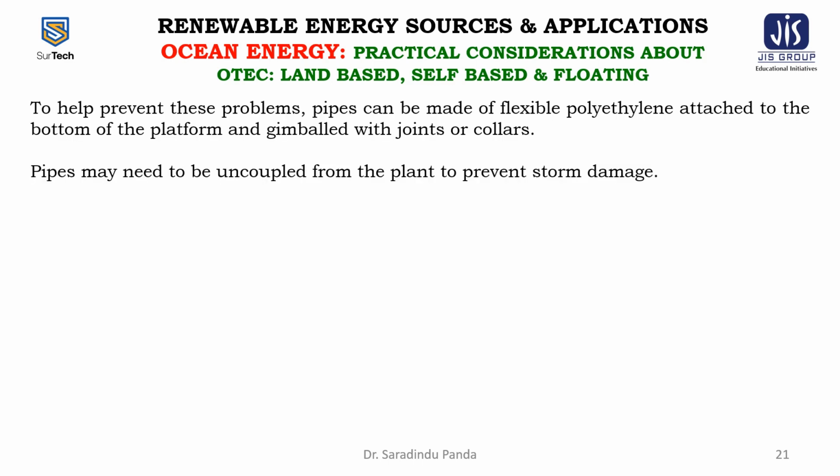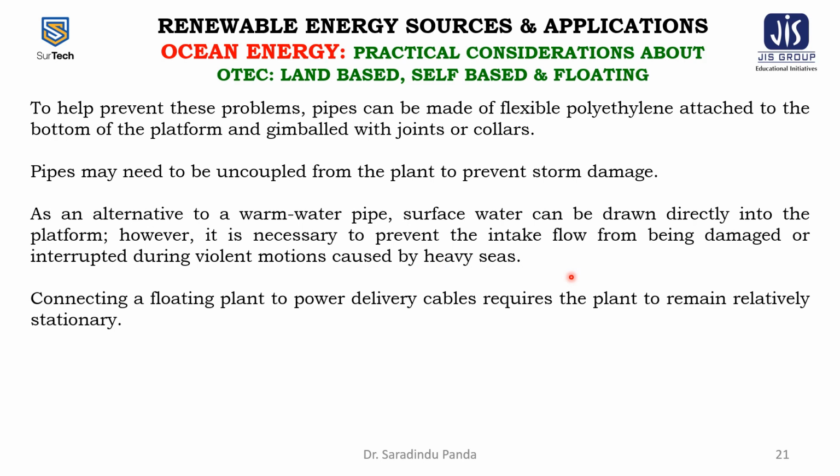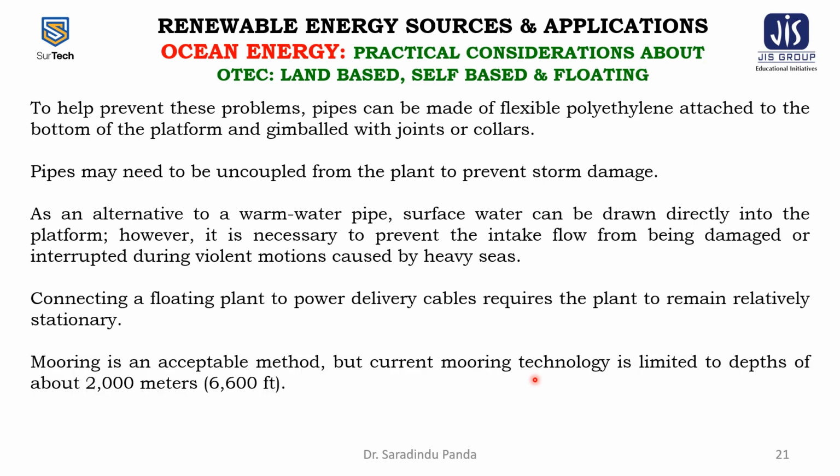To help prevent these problems, pipes can be made of flexible polyethylene attached to the bottom of the platform and gimbaled with joints or collars. Pipes may need to be uncoupled from the plant to prevent storm damage. As an alternative to a warm water pipe, the surface water can be drawn directly into the platform. However, it is necessary to prevent the intake flow from being damaged or interrupted during the violent motions caused by the heavy seas. Connecting a floating plant to power delivery cables requires the plant to remain relatively stationary.